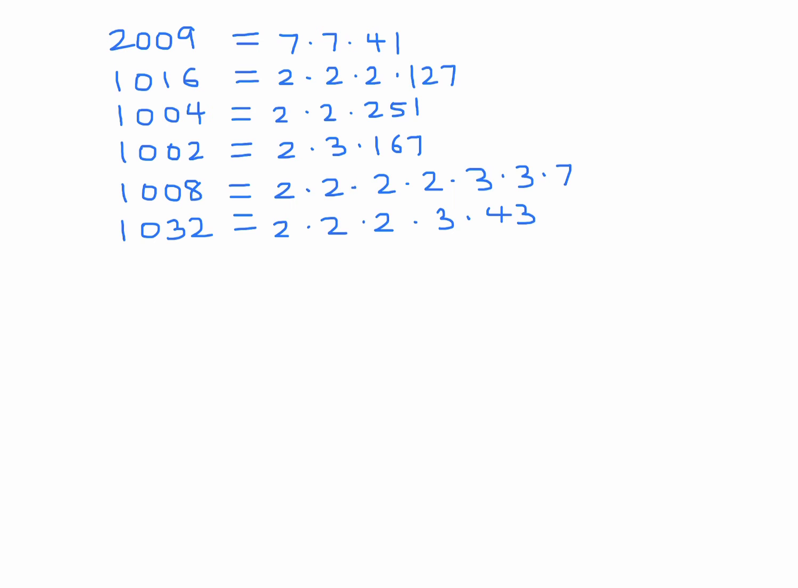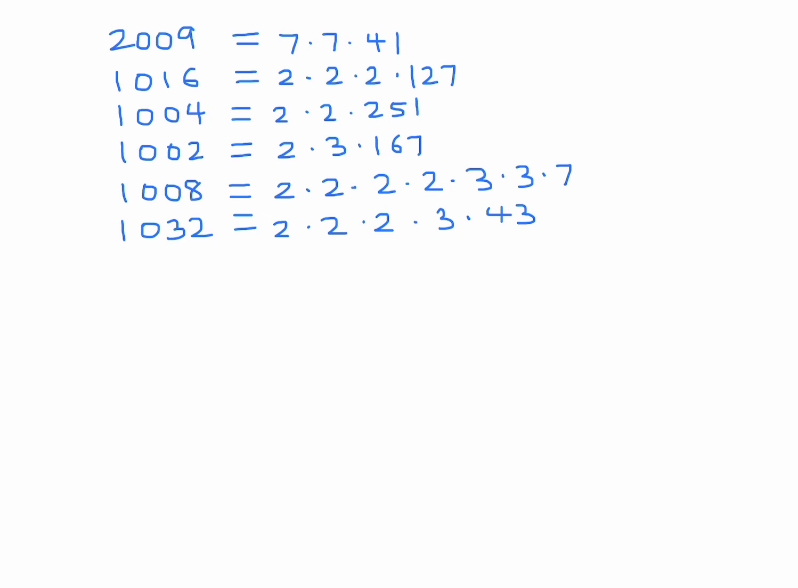And I'll do the prime factors for each of these. And when you break them all into prime factors, you will notice that only 2 of these actually have a common factor other than 1, right? Any 2 numbers are going to have a common factor of 1. But there's only 2 numbers that have a common factor other than 1, and that's 2009 and 1008. They both have a common factor of 7.